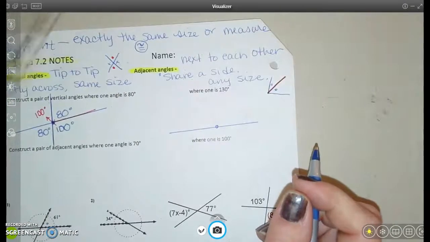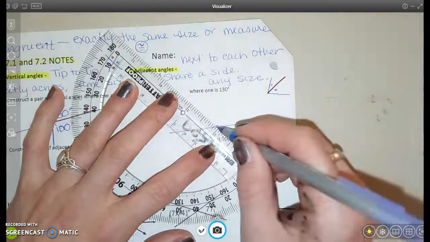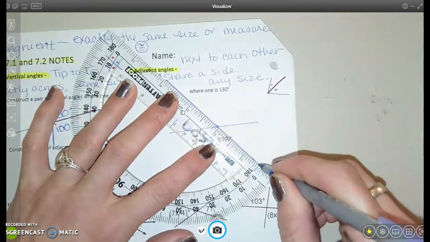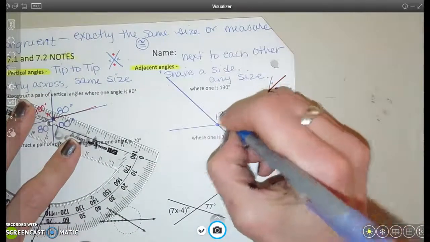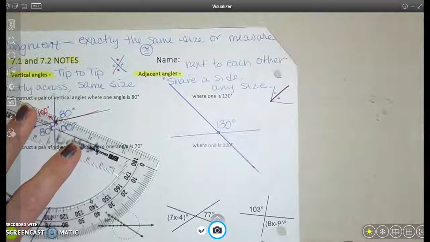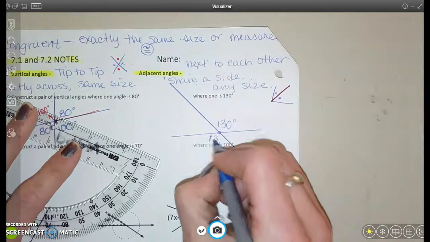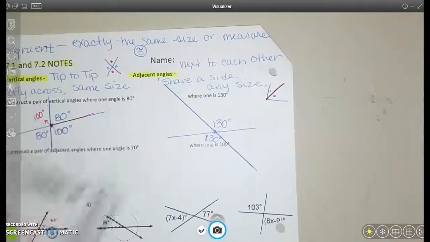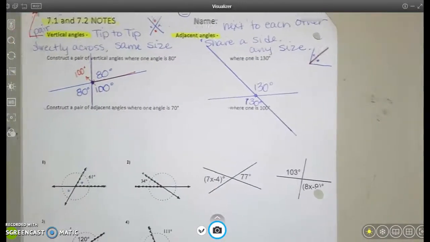Move your protractor out of the way. Use the ruler edge to make a straight line. Okay, because I want vertical angles, I'm gonna go all the way through so that I have two crisscrossing lines and then label the angle that I just made. Okay, the one across from it is the other half of the pair. Should be like that. All right, pause if you need to. I'm gonna keep going.